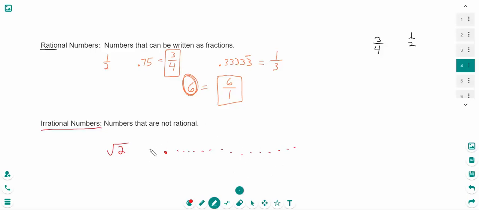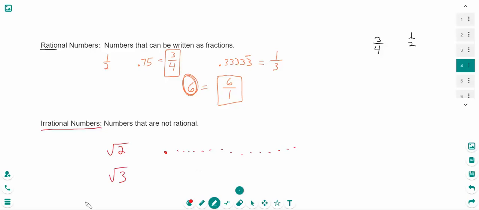Just to be clear, notice this one up here, this 0.33333, that one goes on for infinity. However, it is repeating. It's repeating this 3 over and over again. And so that is a rational number. But if it is a decimal that goes on for infinity and never repeats itself, that would be an irrational number. So the square root of 2 would be an example of that.